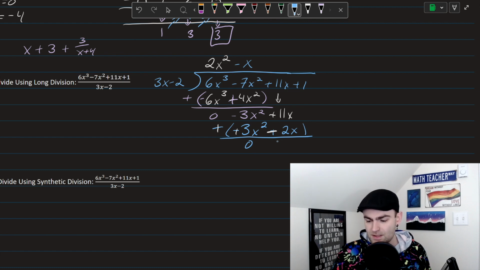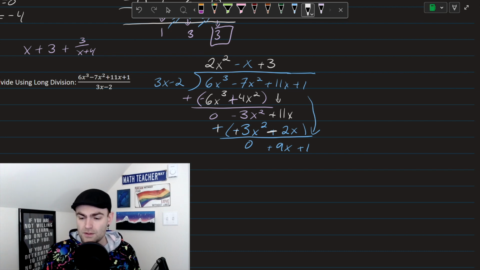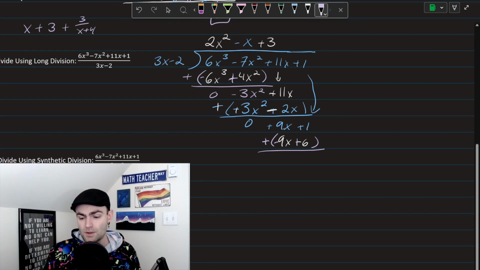11x minus 2x would be a 9x, positive. And then we can drop down this 1. And then we're asking ourselves that same question for the last time, which is what times 3x is 9x, and that would be a +3. So distributing that 3, we get a 9x, we get a -6, and we are subtracting this. Distributing our subtraction, and then combining. So 9x minus 9x is 0, and then 1 plus 6 is 7. So we have a +7 as our remainder.